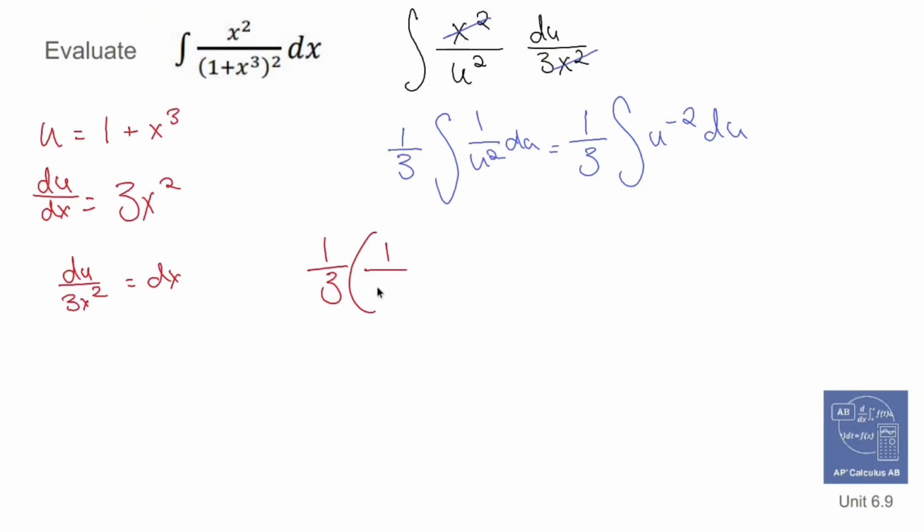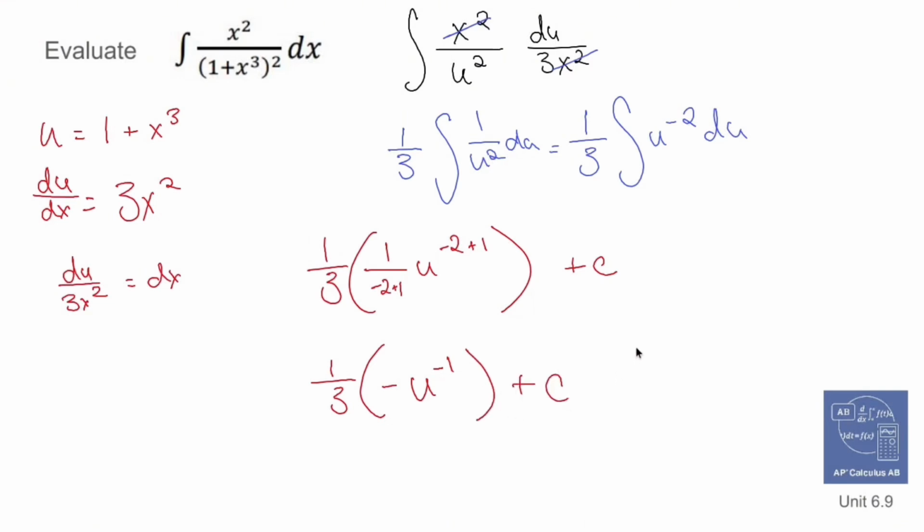1 plus negative 2 plus 1, u to the negative 2 plus 1. Since this is indefinite, we're going to keep that arbitrary c hanging out there. This becomes 1/3 times 1 over negative 1, so negative u to the negative 1 plus c. Cleaning this up a bit, we have negative 1/3, and let's drop that u downstairs and make it u to the positive 1 plus c.